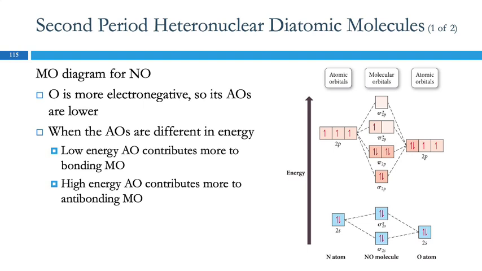Okay, here's NO again. So this is heteronuclear. So then things really start to get kind of interesting. So here oxygen is more electronegative than nitrogen, and so its atomic orbitals are lower in energy than nitrogen's. And so then the contributions to the molecular orbitals are uneven.